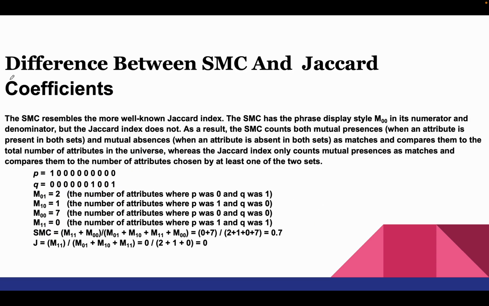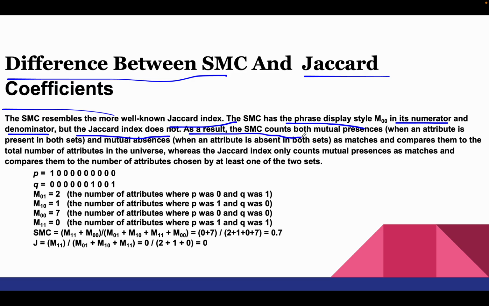Coming to my next slide, it talks about the difference between SMC and the Jaccard coefficient. The SMC resembles the more well-known Jaccard index. The SMC has the term M00 in its numerator as well as in its denominator, but the Jaccard index doesn't have it. As a result, SMC counts both mutual presence as well as mutual absence as matches and compares them to the total number of attributes in the universe, whereas the Jaccard index only counts mutual presence as matches and compares them to the number of attributes chosen by at least one of the two sets.